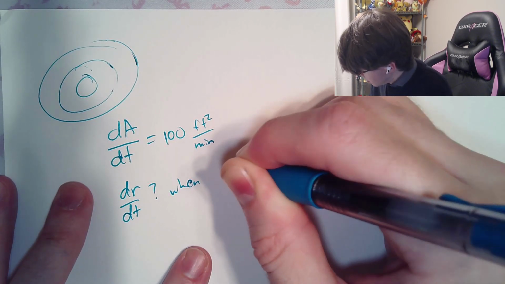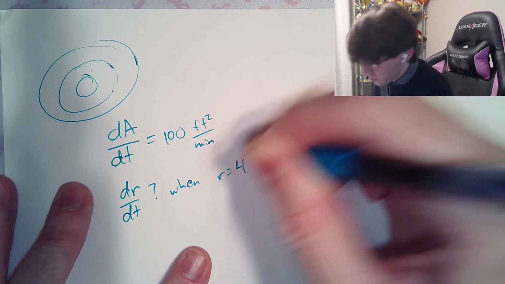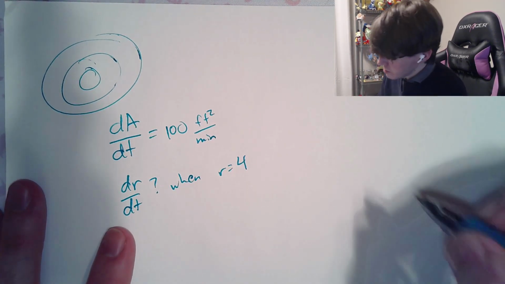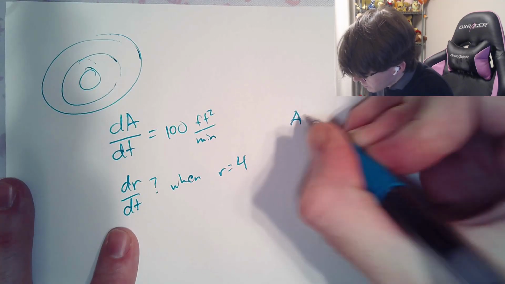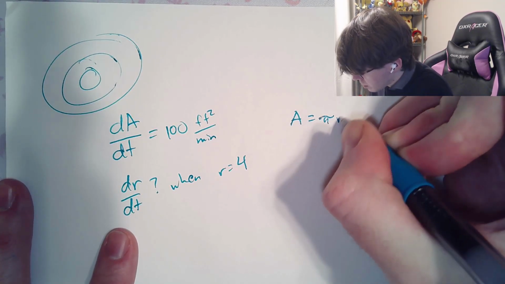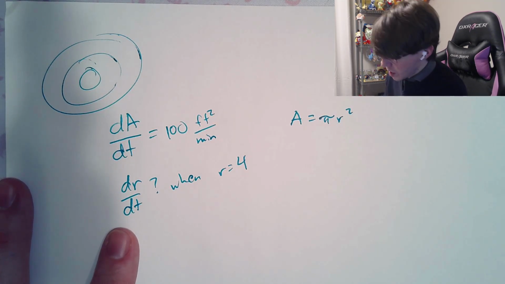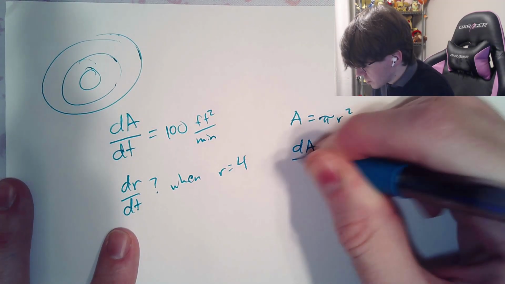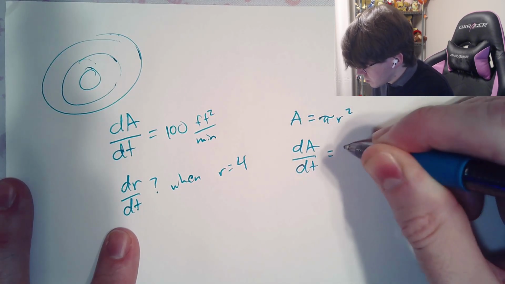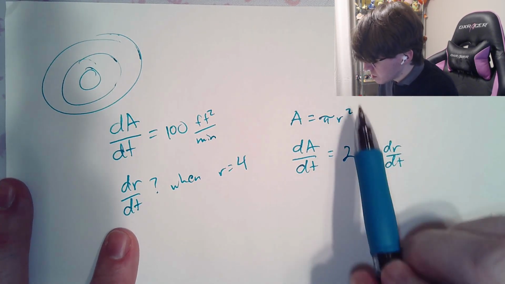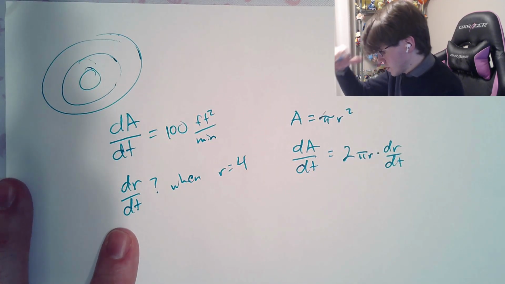when r equals 4. So the only other piece of information that you have not written down at this point in time is the area of a circle. The area of a circle is one you should know. It is pi r squared. And we had to take the derivative of all the stuff that we wrote down. So we have dA over dt is equal to 2 pi r times dr over dt. We just did 2 in front, power rule stuff.